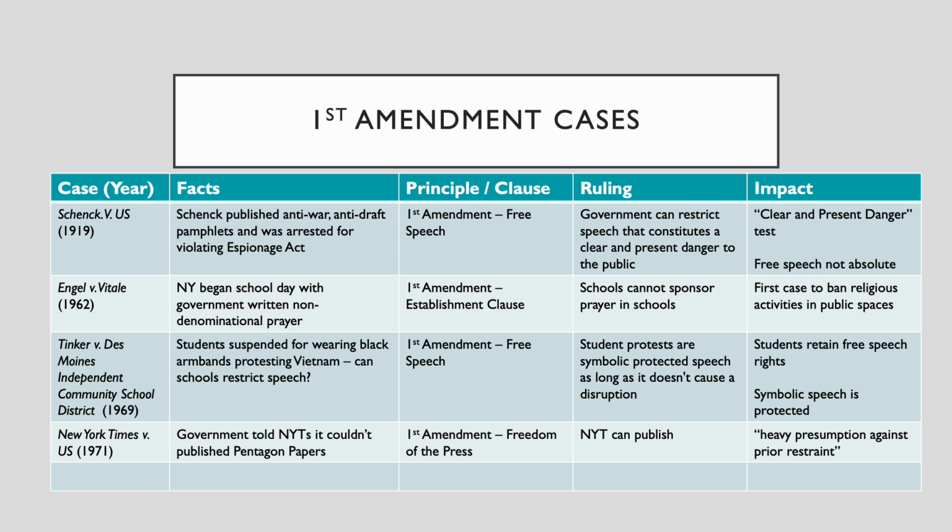It's vague, there's not a clear test. It basically just means the burden of proof is on the government to prove why it can prevent you from publishing something. It's not simply enough that it deals with national security or is embarrassing for the government.